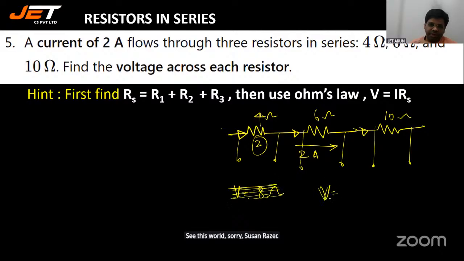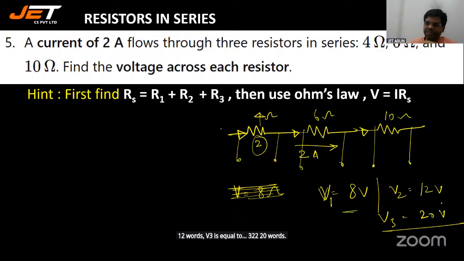V1 is equal to 8 volts. V2 is equal to 12 volts. V3 is equal to 10 into 2, 20 volts. That's it. That's the answer.